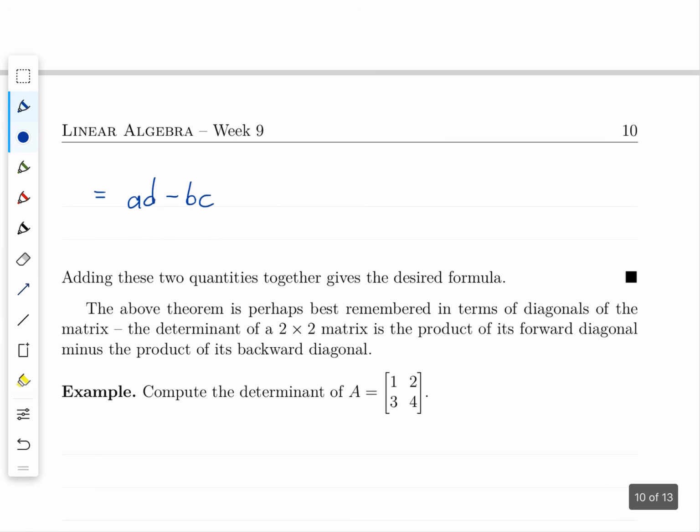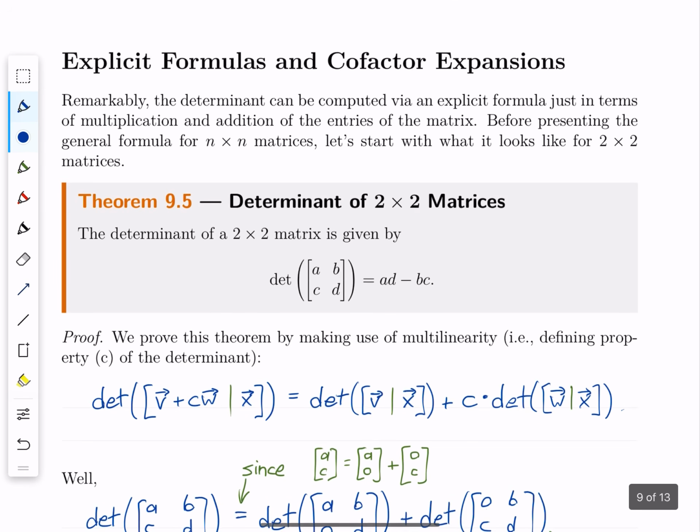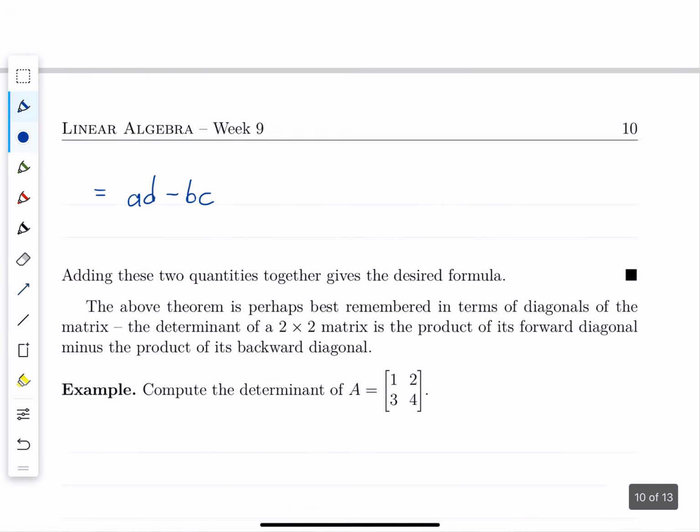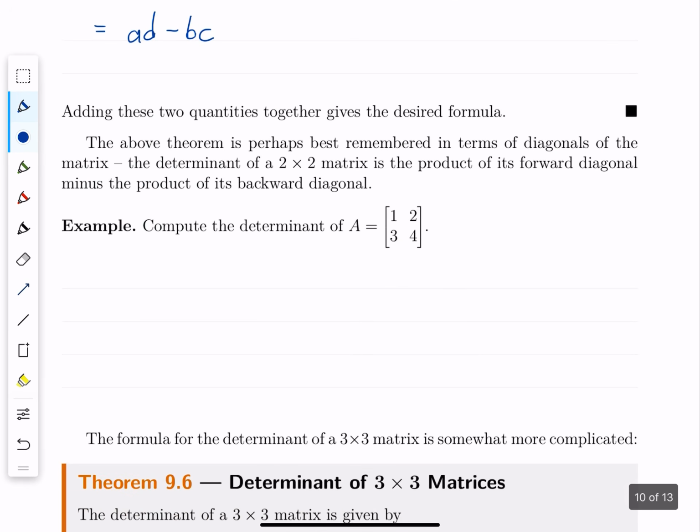All right, great. And the way to remember this theorem is, it's forward diagonal minus backward diagonal, AD minus BC. All right, so let's actually use this. Let's see an example of how to use this formula here. So let's compute the determinant of this matrix, 1, 2, 3, 4. Well, just plug into the formula.